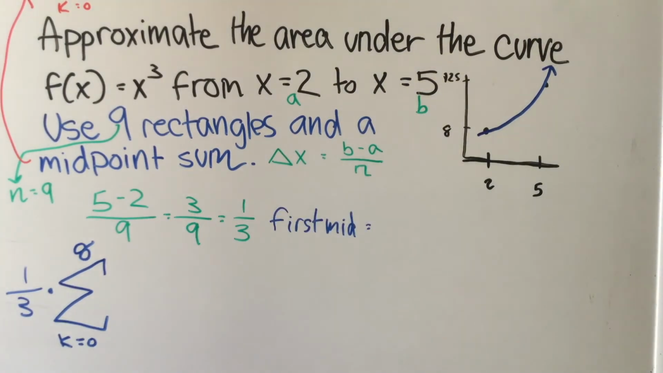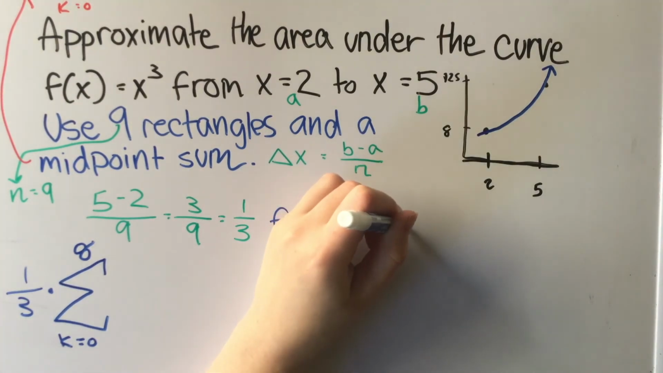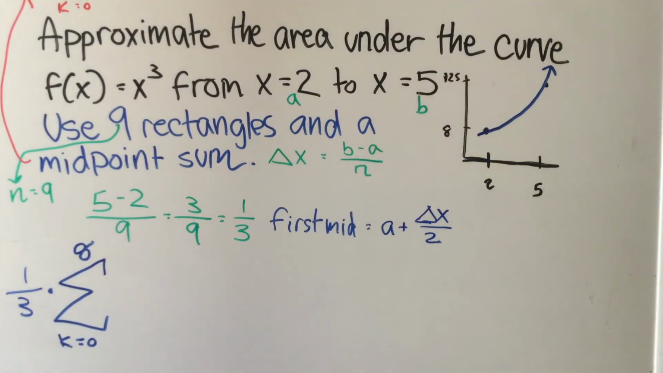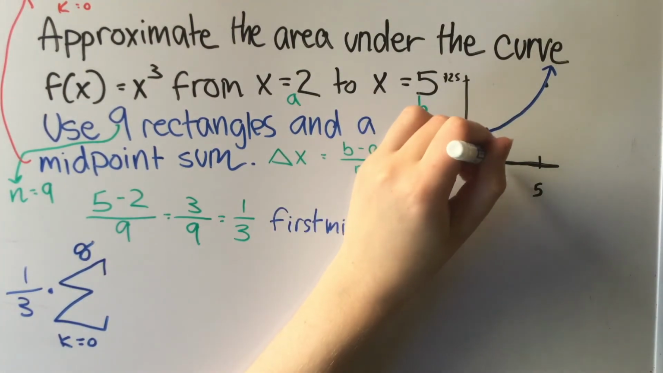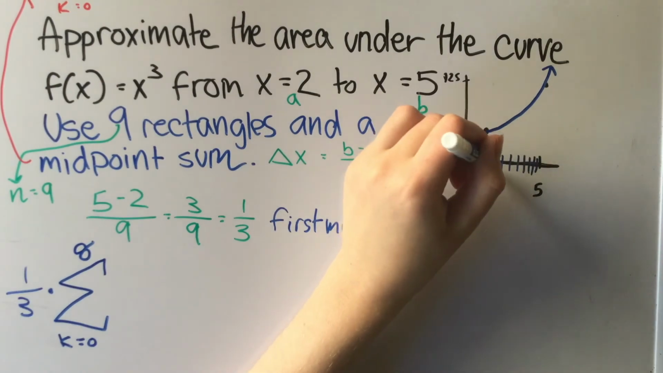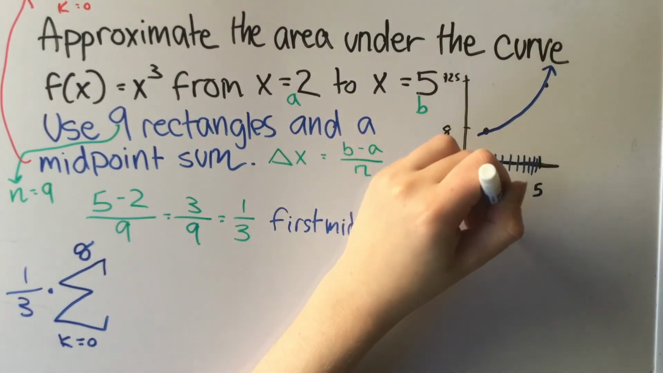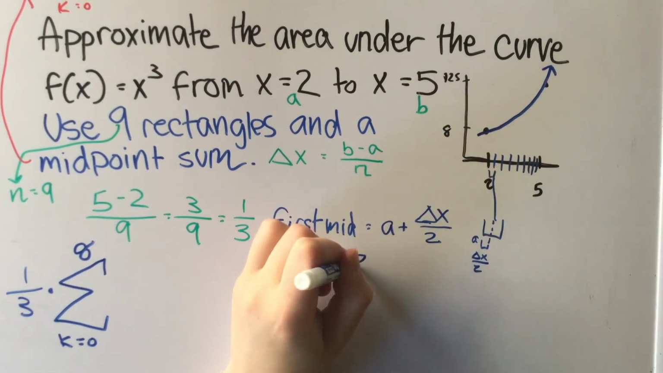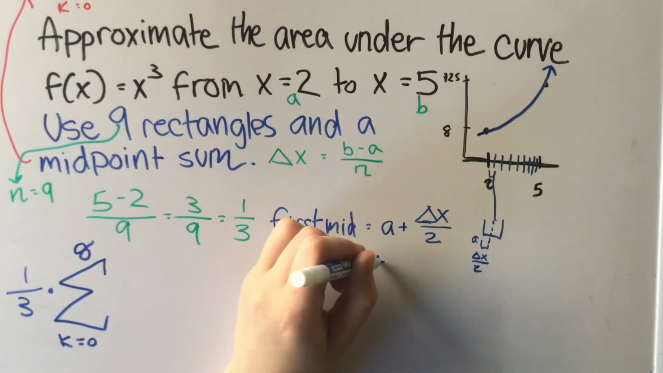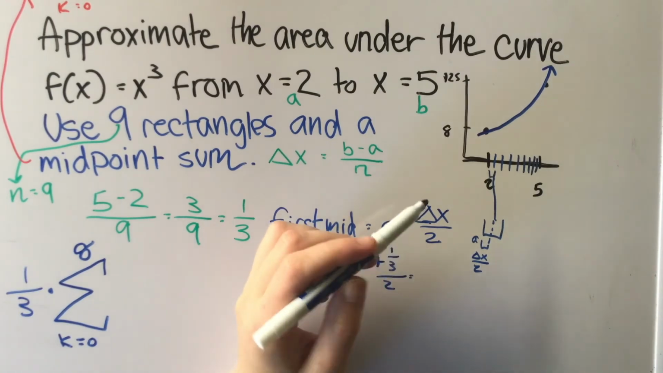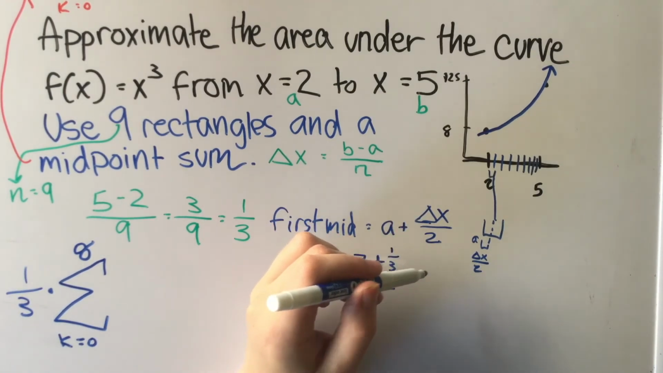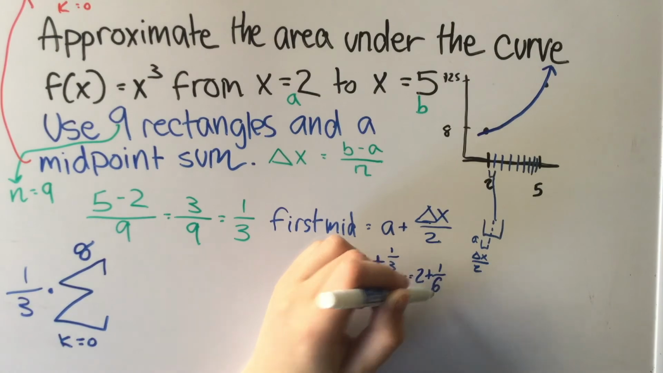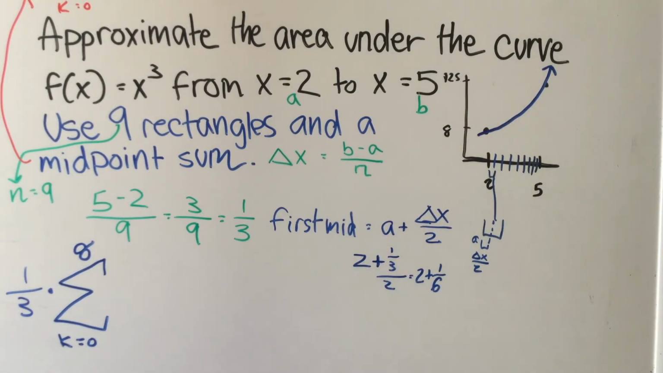Now, how to find the first midpoint in a midpoint sum? To find the first midpoint, you add a, the starting point, of course, plus half of the change in x, because we're only going halfway. We're not going the full rectangle, we're going to half of the rectangle. So a plus half of change in x is going to give us our first midpoint value. So a is 2, and we add it to 1/3 divided by 2. 1/3 divided by 2 is 1/6. So 2 plus 1/6 equals 13/6.